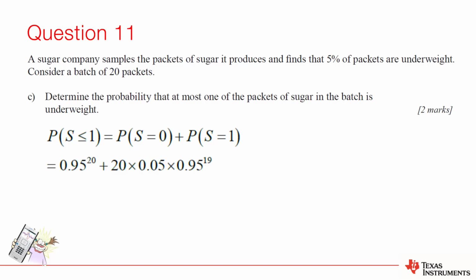S equal to 0 for the binomial distribution is what? n choose x, p to the x, q to the n minus x. So q is 0.95 to the power of 20, and for the probability S equals 1, it's 20 times 0.05 times 0.95 to the power of 19. Now we can work that out algebraically, or let's go to our calculator.